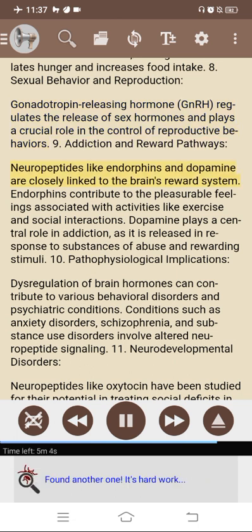9. Addiction and reward pathways. Neuropeptides like endorphins and dopamine are closely linked to the brain's reward system. Endorphins contribute to the pleasurable feelings associated with activities like exercise and social interactions. Dopamine plays a central role in addiction, as it is released in response to substances of abuse and rewarding stimuli.